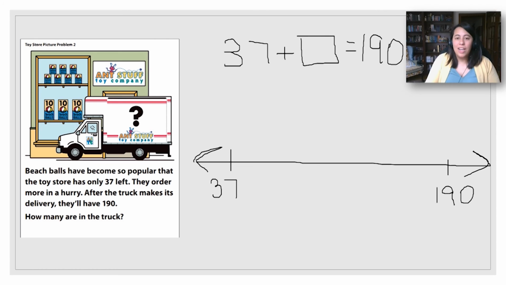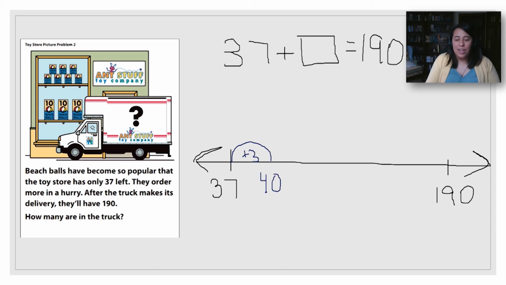Again, I could also use a number line as a model to solve the same equation. So I've set up my number line with 37 on one end and 190 on the other because I'm trying to see how much I need to get from 37 to 190. And same as before, I love using multiples of 10. So I'm going to start by adding 3 to this 37 because I know that will make a multiple of 10. 3 plus 7 is 10, so now I have 4 tens, which is 40.